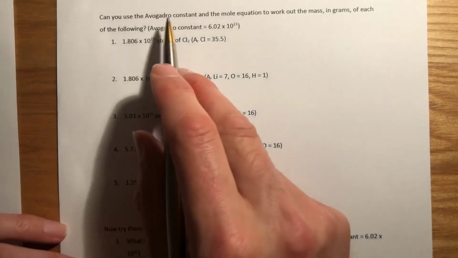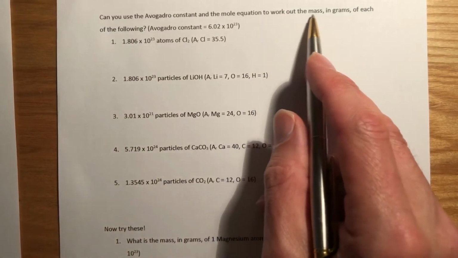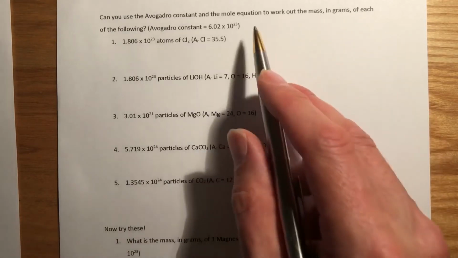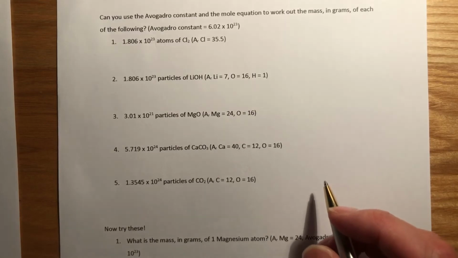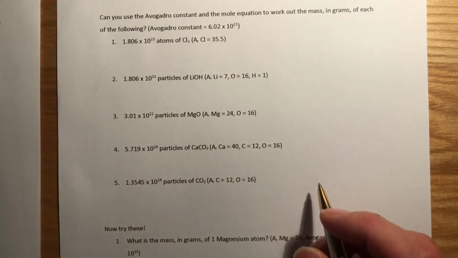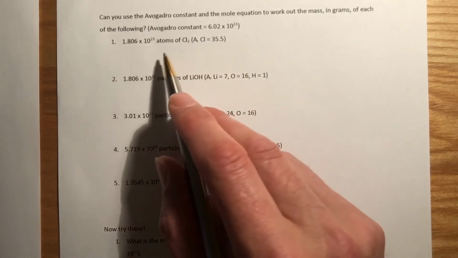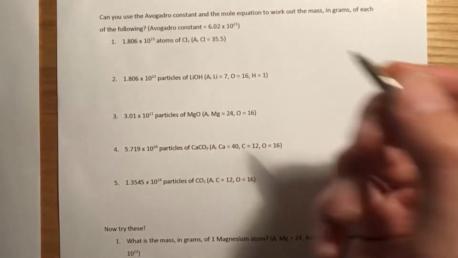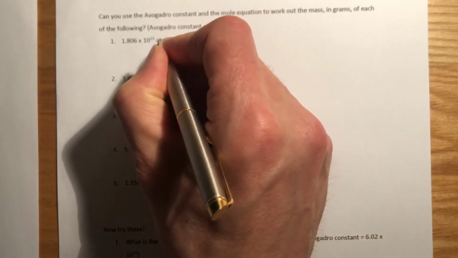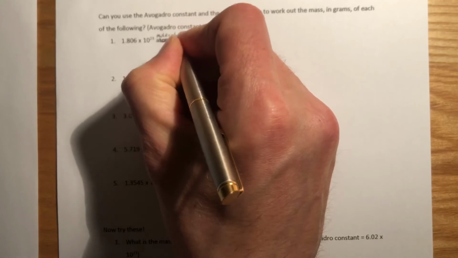Can we use the Avogadro constant and the mole equation to work out the mass in grams of each of the following? This again builds on what we were doing in the last 2 videos. First off, we need to work out how many moles we've got. We've got a number of atoms. Sorry, I should say number of molecules, shouldn't I? I've changed that on the version that you are working on in your books.